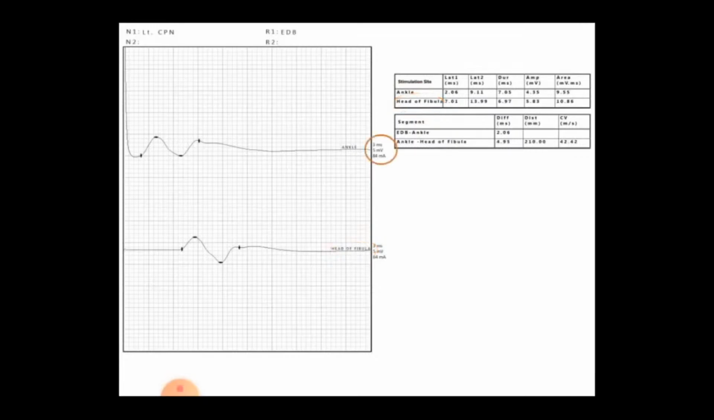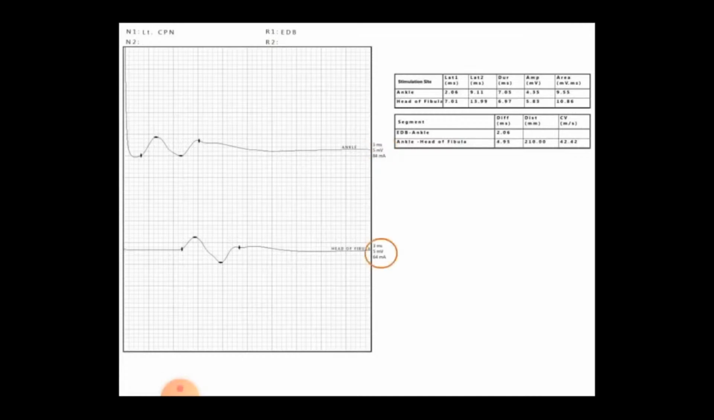Now what is this? 3 millisecond, 5 millivolt, 84 milliampere. So 3 millisecond is known as sweep speed. Means horizontally 1 centimeter is equal to 3 millisecond in this graph. Then 5 millivolt is known as gain or sensitivity. So vertically 1 centimeter is equal to 5 millivolt in this graph. What is 84 milliampere? It is the intensity when this potential was captured.